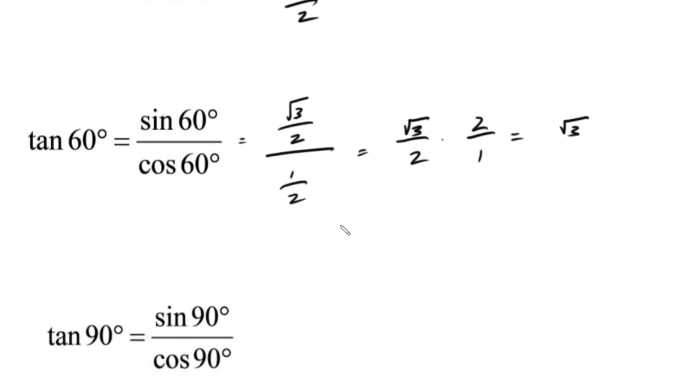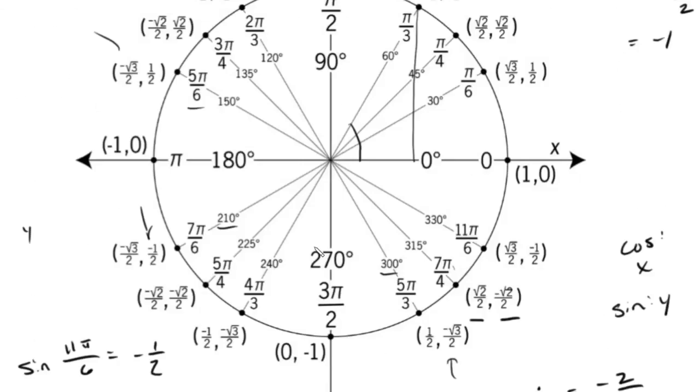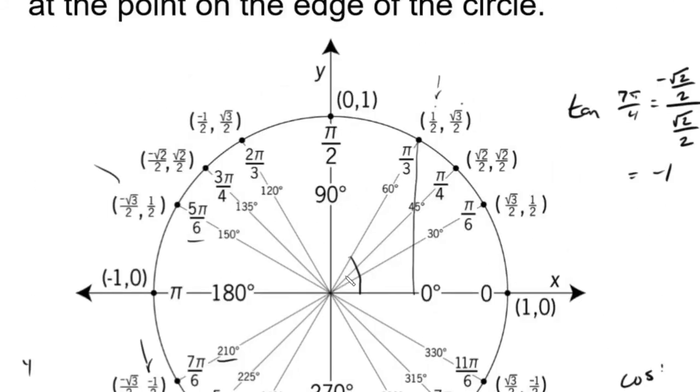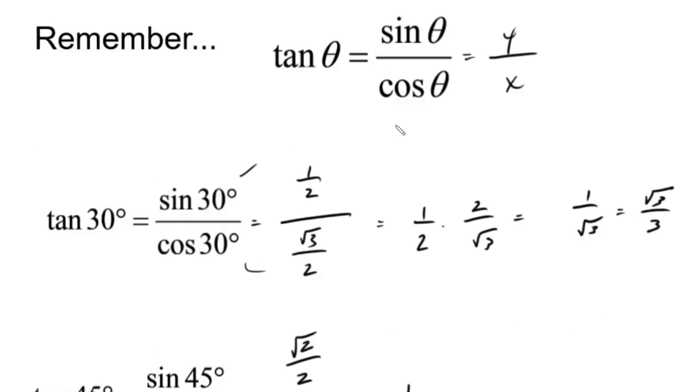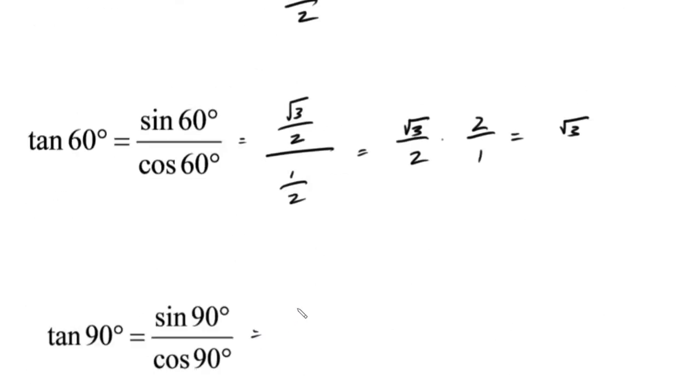And then tangent of 90. Ooh, big one here. Here's 90 degrees. Right there. Y over x. 1 over 0. That is undefined.